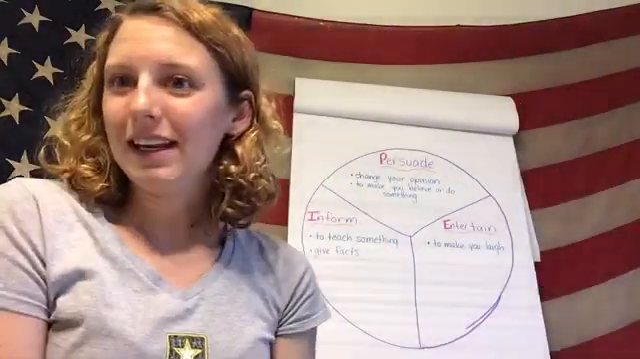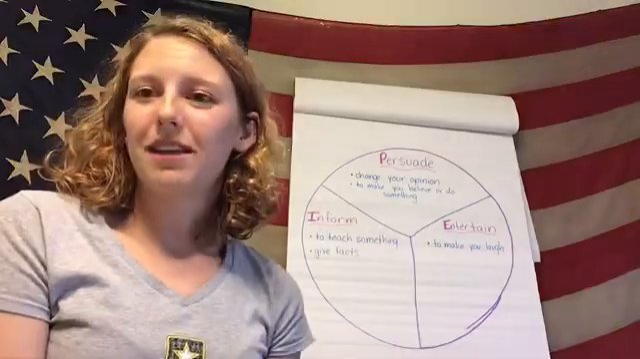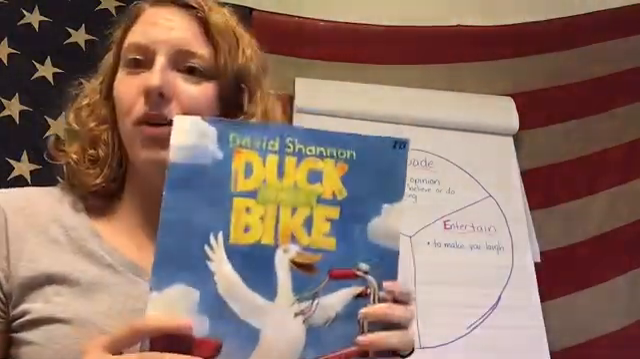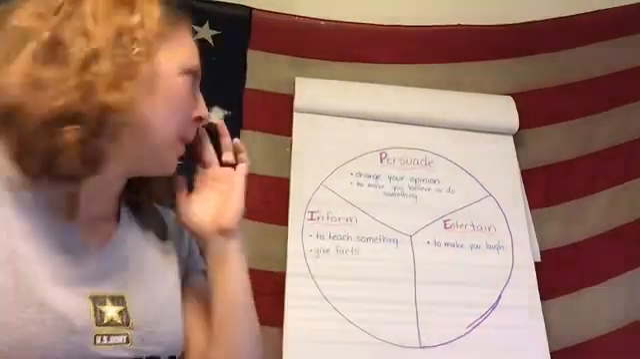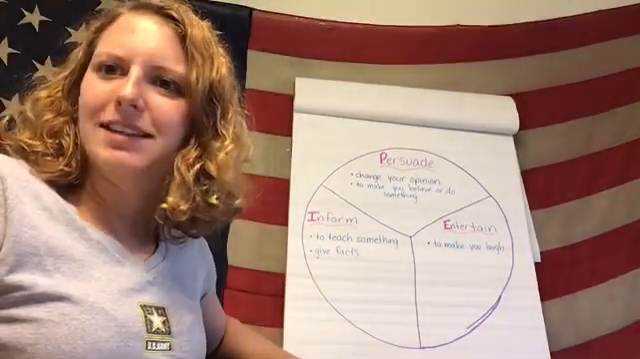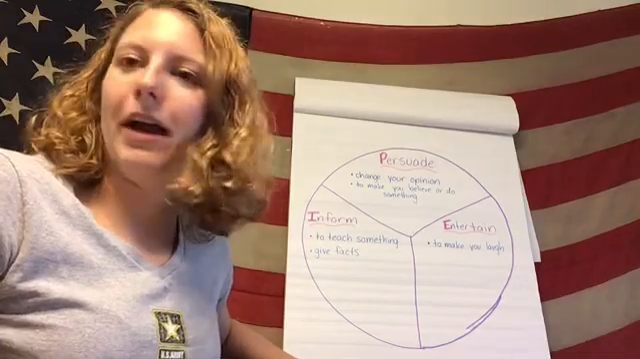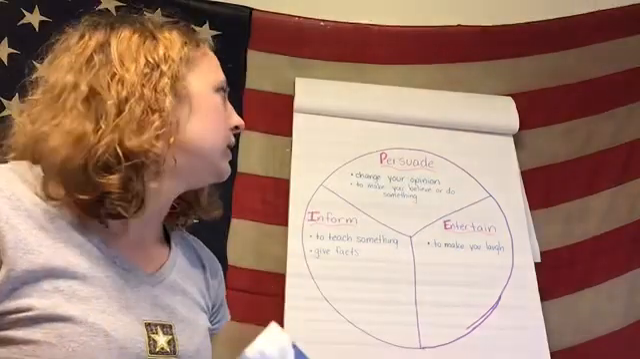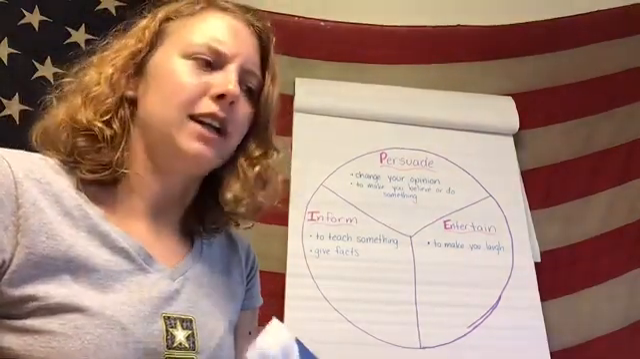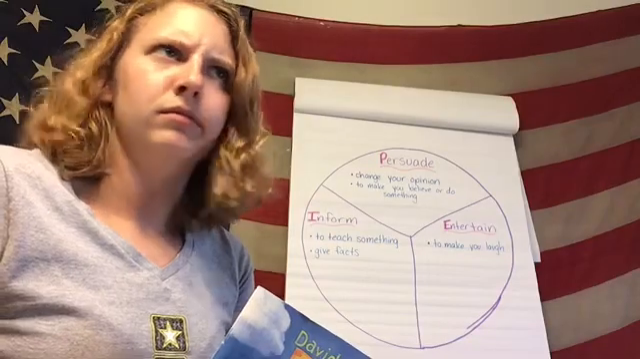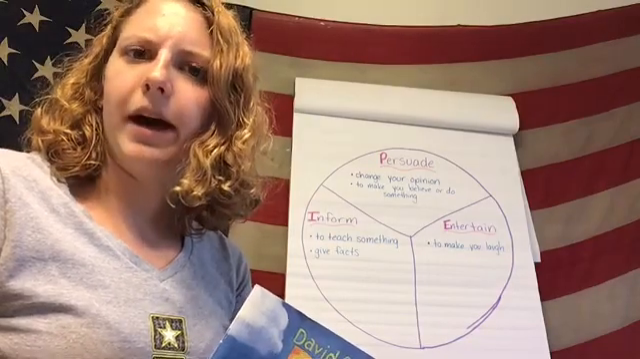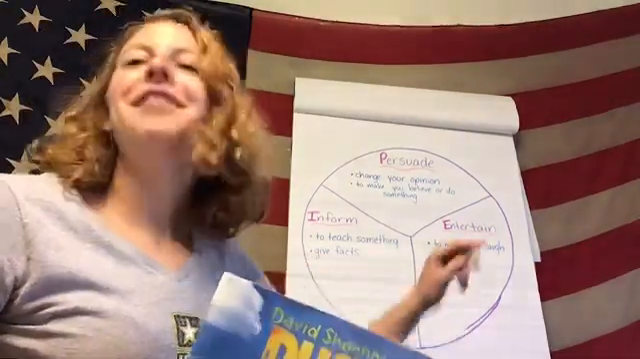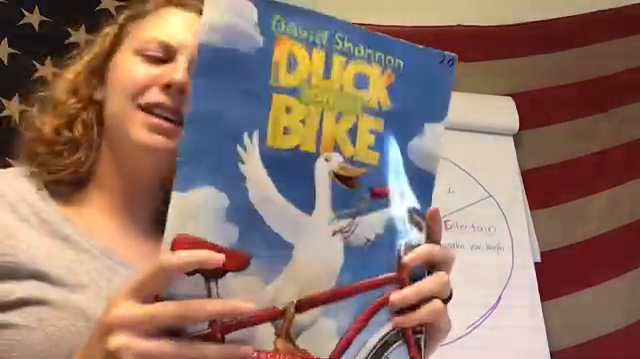Now, I hope that you can easily figure out what the purpose of this story was. Why did David Shannon write Duck on a Bike? Well, we know he wasn't giving us facts because I didn't learn anything new about animals or those farmyard friends. Was he trying to change my opinion? Was he trying to get me to do something? No, he didn't say that I needed to ride a bike. Did he make me laugh? He did, because that's so silly, farmyard animals.